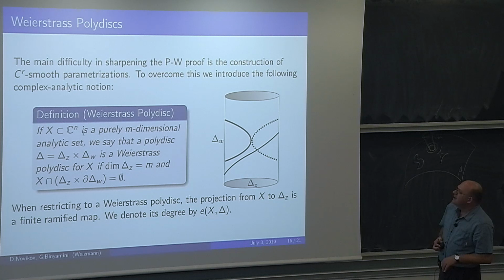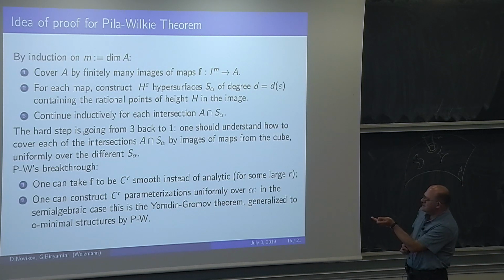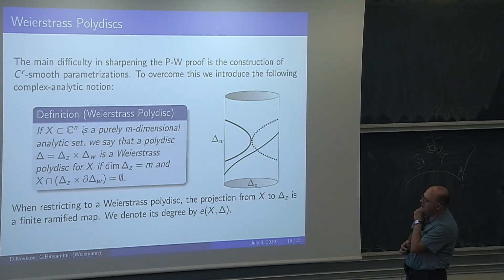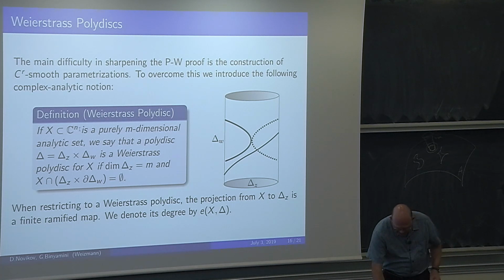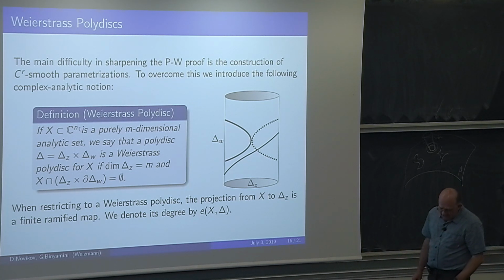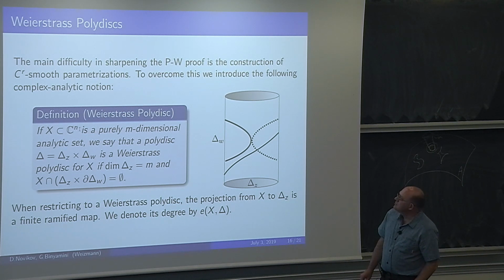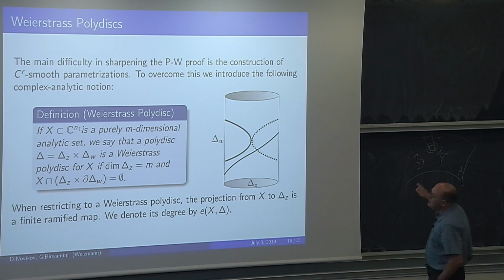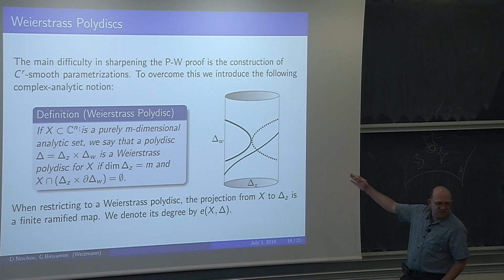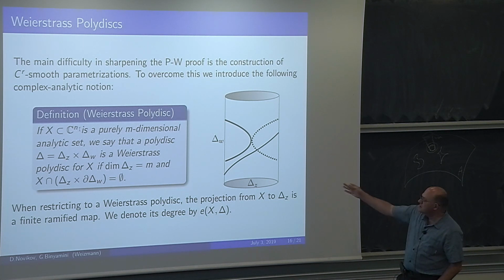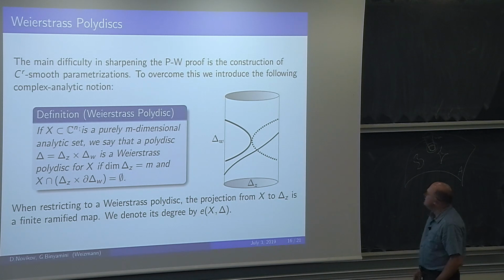So the problem is this C^R parameterization. What we thought about is, okay, let's go back to the complex setting, and then let us try to cover the intersections by polydisks, instead of parameterizing. What we do here is motivated by the Weierstrass preparation theorem. So we define Weierstrass polydisks.